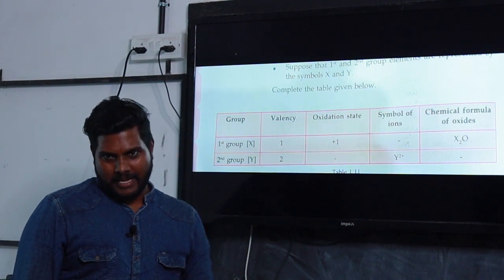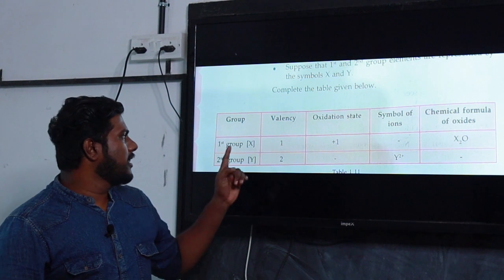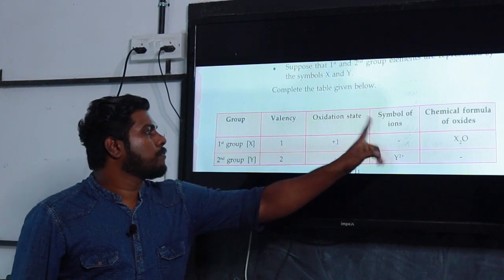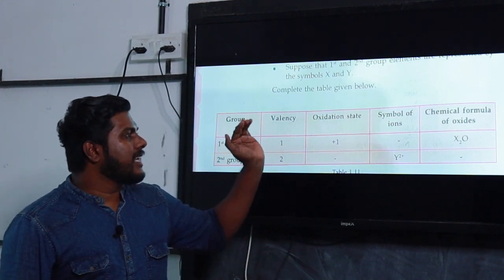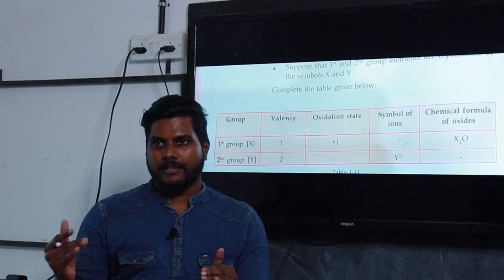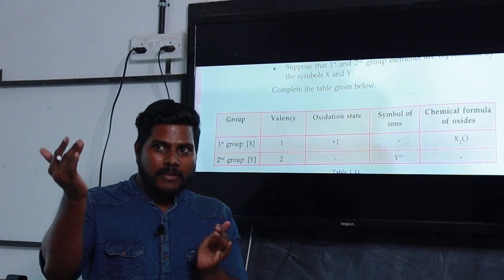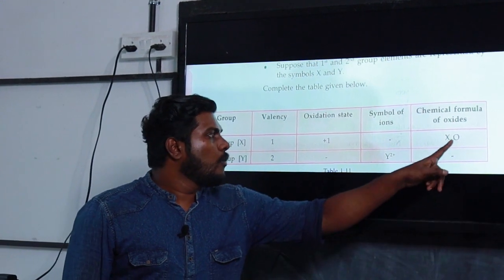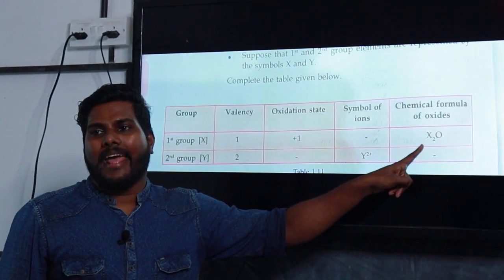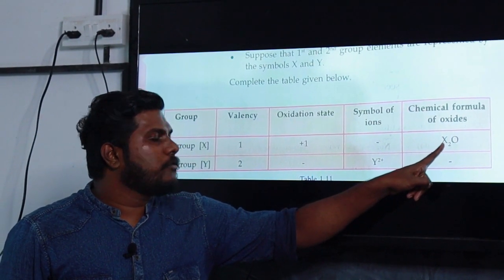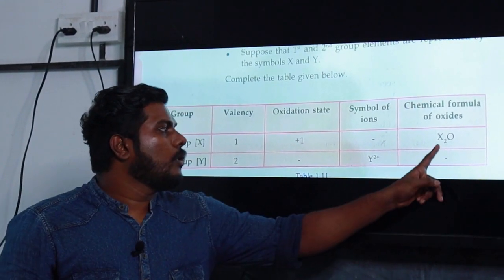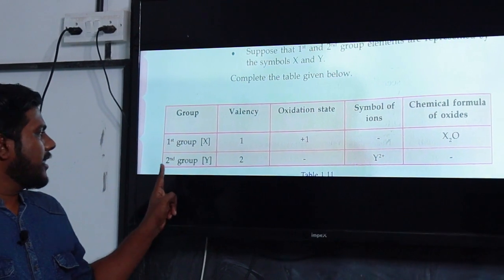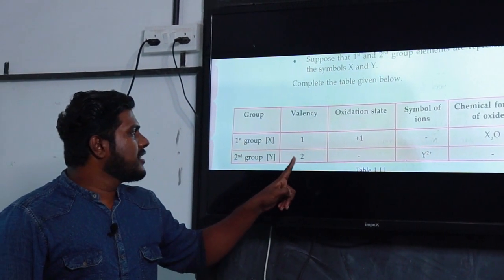Here the symbol of the ion. How to indicate the symbol? Here 1 electron goes out, so X plus. What is it? X plus. The chemical formula of oxide: when this X element reacts with oxygen, what is the valency of oxygen? That is 2. We can write it in the lower portion of X, that is X2. Here the valency of X we can take as 1. So X2O1, that is X2O. Clear? Here the second group, that is Y, valency 2.